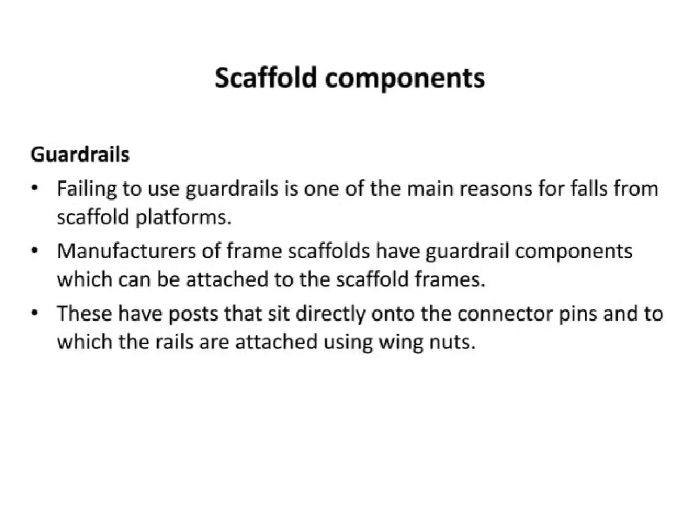One of the most common causes of falls from scaffold platforms is the failure to use guardrails. Many frame scaffolds come with guardrail components, including posts which can be attached directly to the connector pins of the scaffold frames. These guardrail components usually include wing nuts, which are used to attach the rails to the posts. It is essential that guardrails are installed when working from scaffold platforms in order to prevent falls.